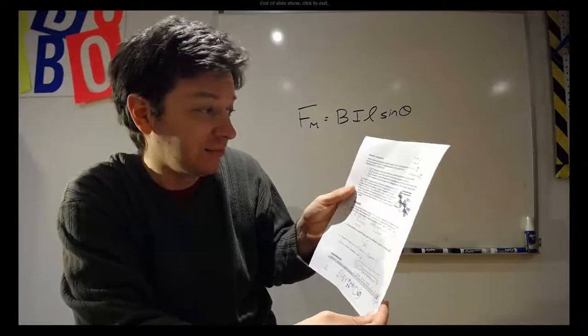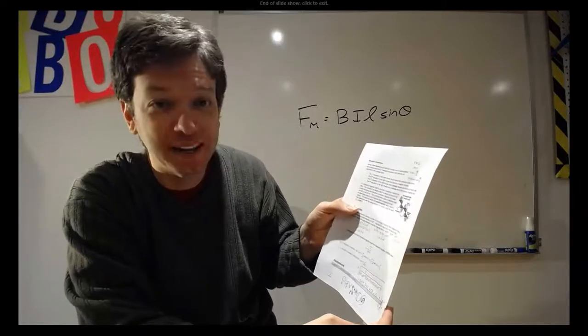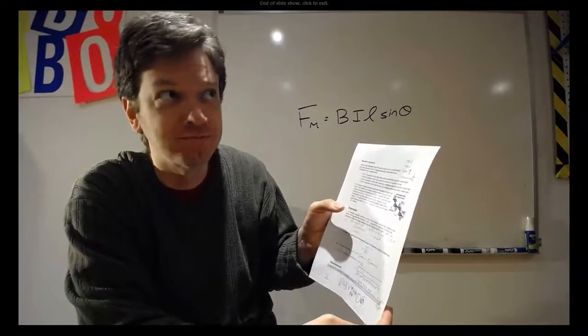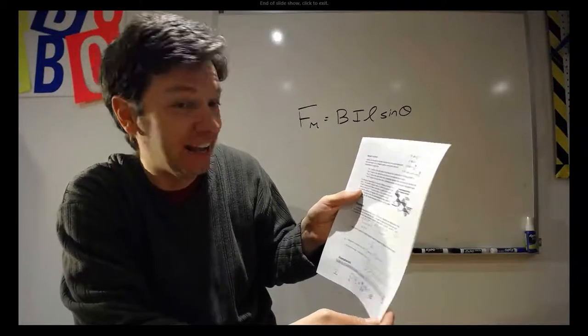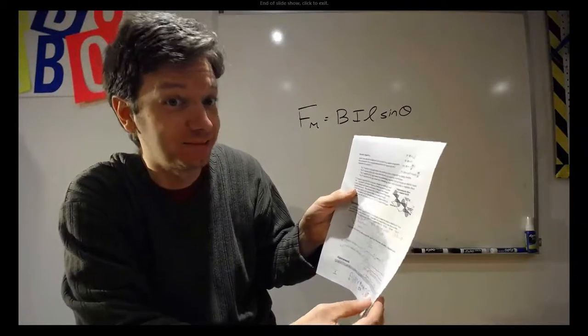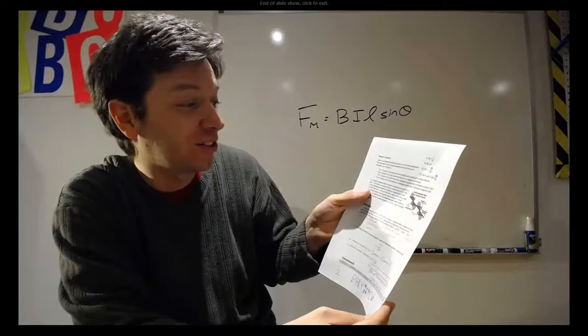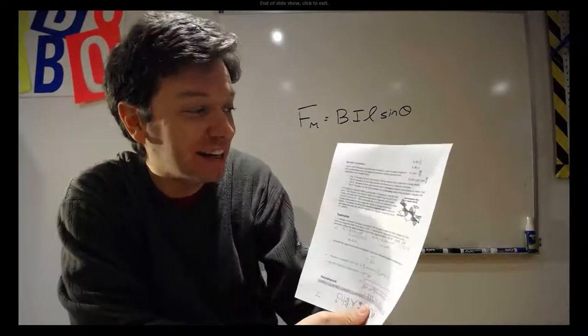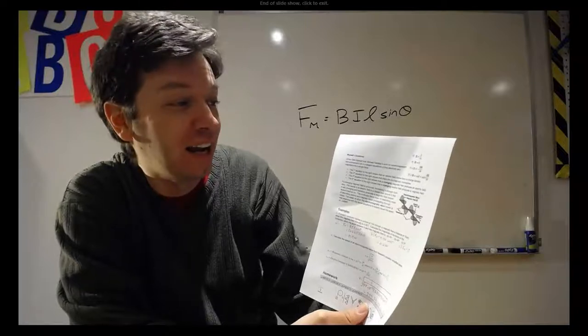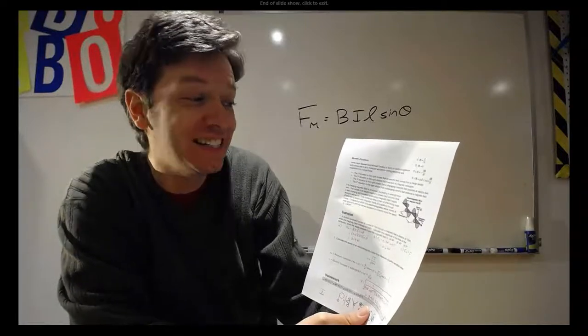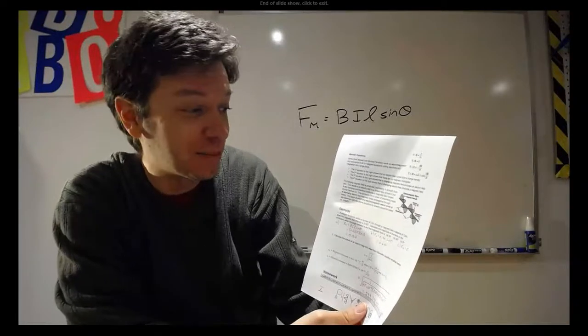The second one says that there are no magnetic monopoles. That I've gone over as well. You can't just have a north pole by itself. The third one says that a changing magnetic field produces an electric field. And vice versa, the fourth one says a changing electric field produces a magnetic field.